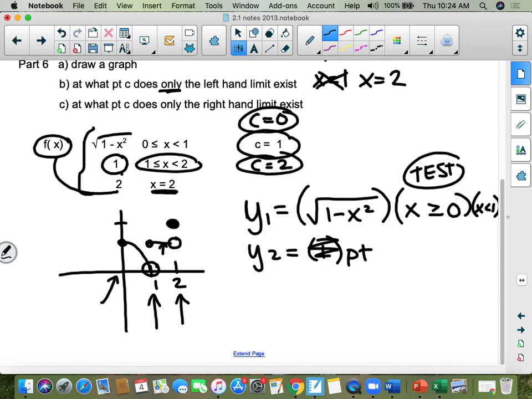At what point C does only the right-hand limit exist? At x equals 0. At what point x does both limits exist from the left and to the right? That would be x equals 1. Both limits exist. That would be x equals 1.